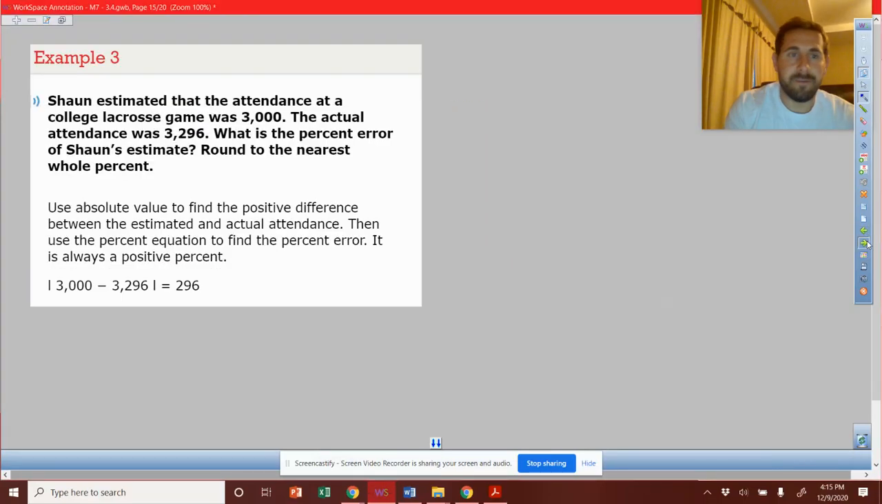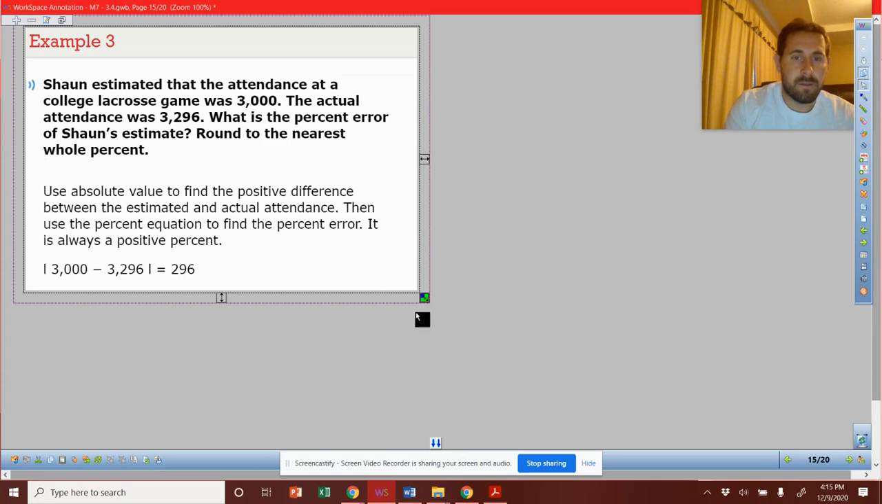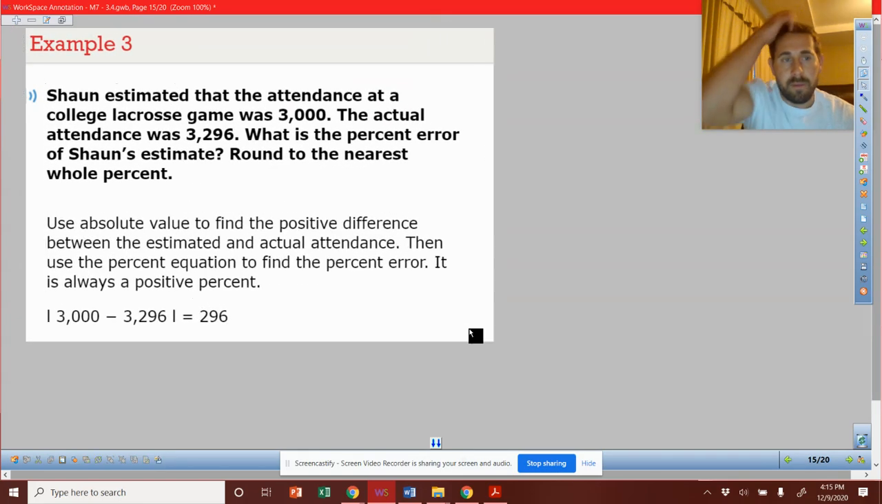Looking at example 3 now. Here it's talking about Sean. That's my older brother. That's how he spells his name as well. Sean estimated that the attendance at a college lacrosse game was 3,000.